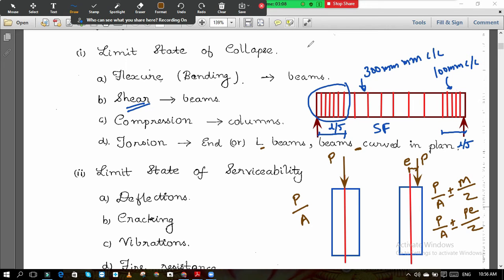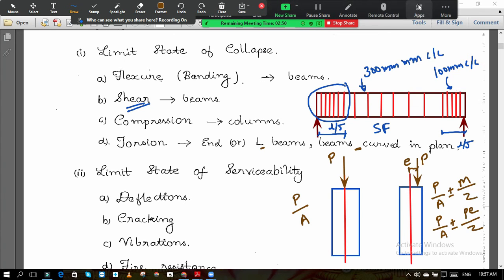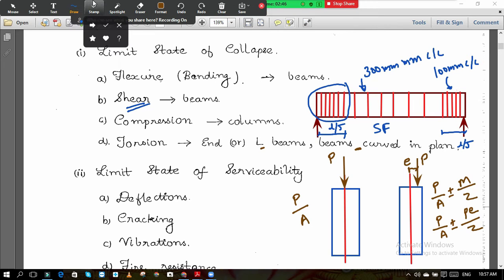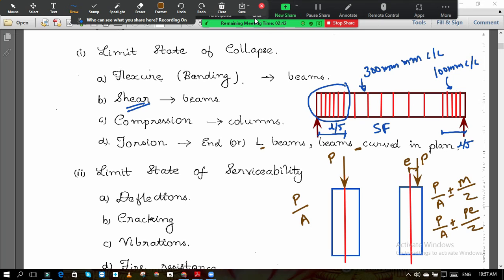So if you want to draw this, or shall I clear? Has everyone finished writing? Anybody? Okay. So I hope now you have taken the notes.